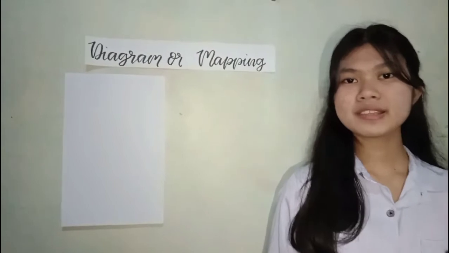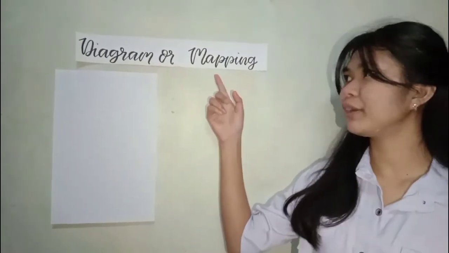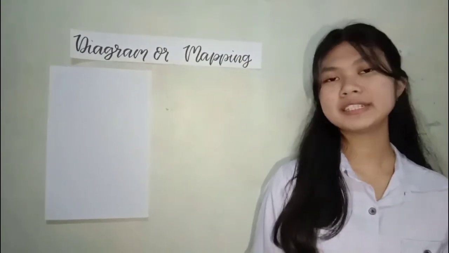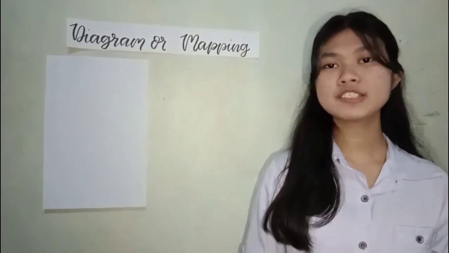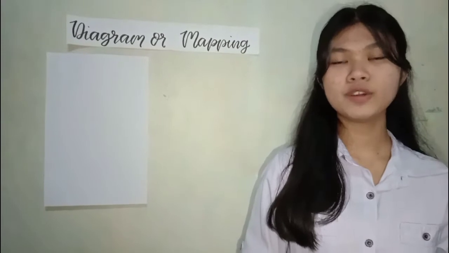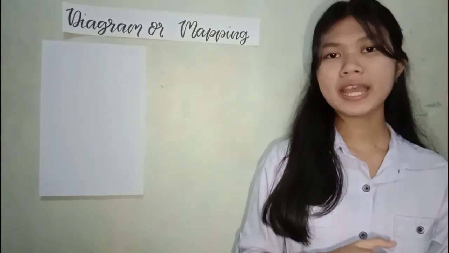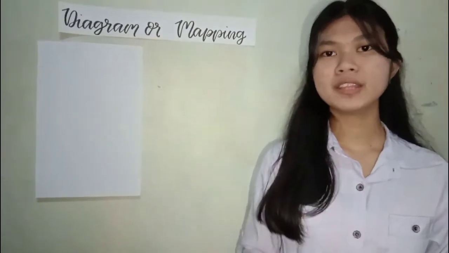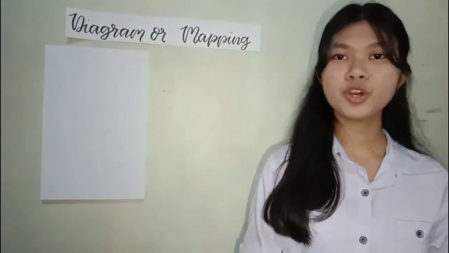The second representation of a function is the diagram or mapping. It is a special type of relation wherein each element of the domain is paired with one element of the range. A mapping or diagram is represented using arrows from the domain to the range.